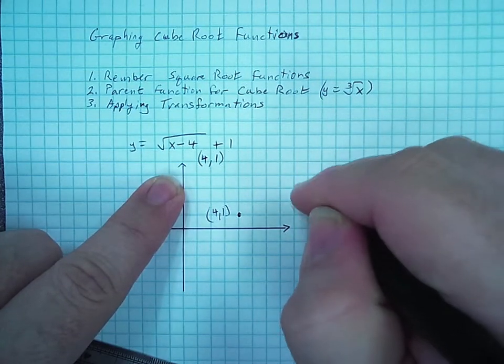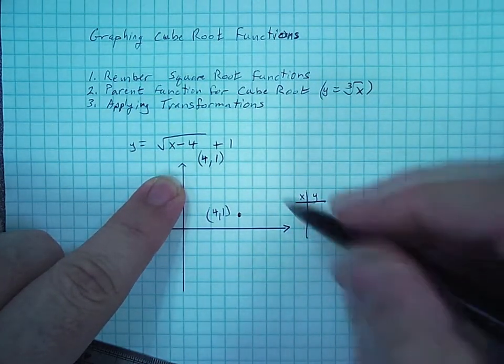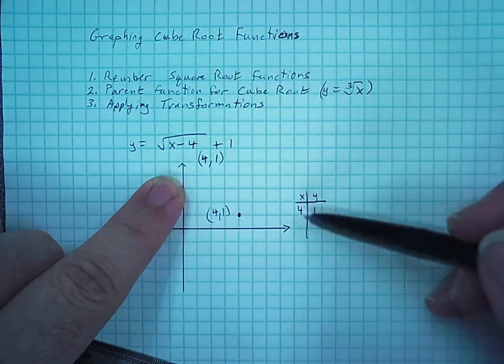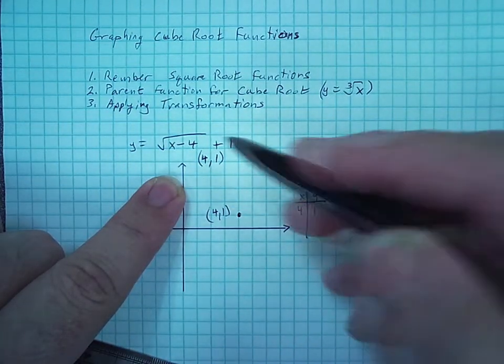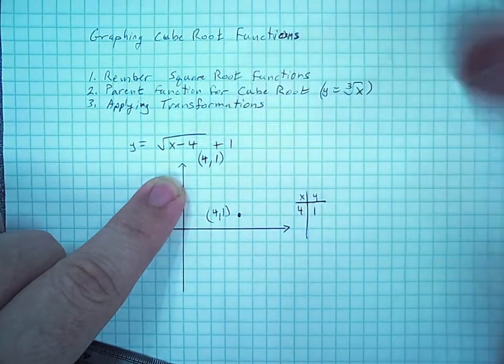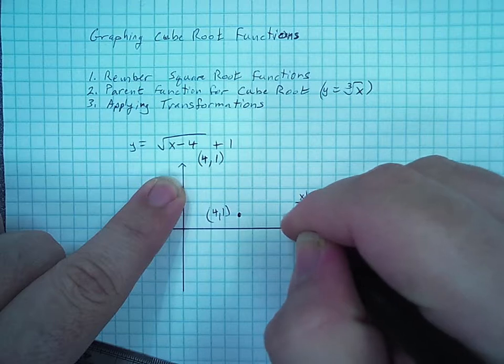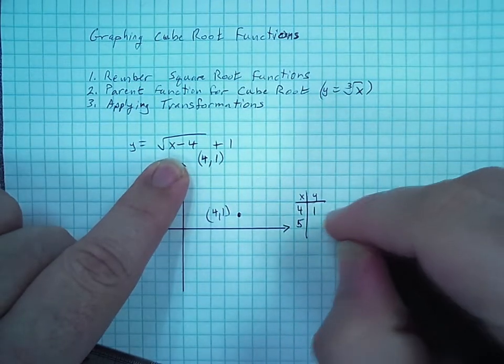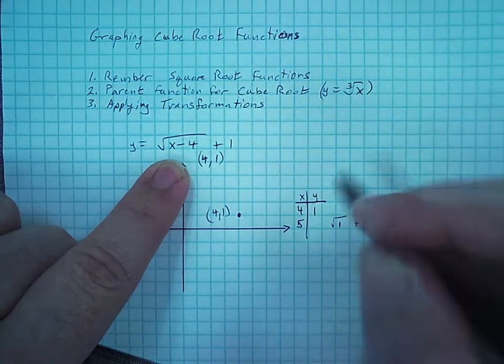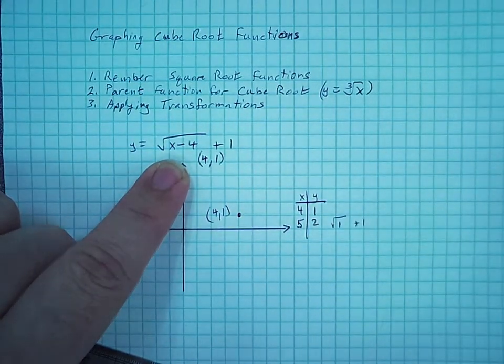So if I want to find a couple more points, I need to stick them in, (4, 1) being my endpoint, which I already found. Easiest is to make the inside a square. So if I want the inside to be 1, I have to stick in a point that's 1 bigger, 5, which will give me the square root of 5 minus 4, which is 1. But the square root of 1 is 1, so I get a total of 2.